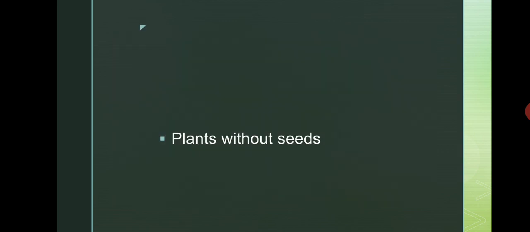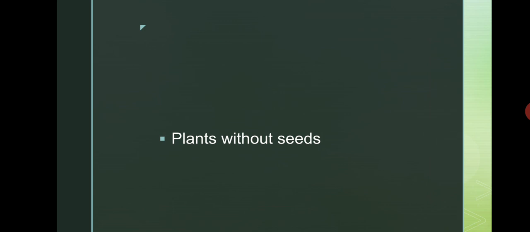Now you will know about the names of plants without seeds, because students, so far what we have seen is that new plants are developed from the seeds. Now students, there are some plants that do not produce any seeds.